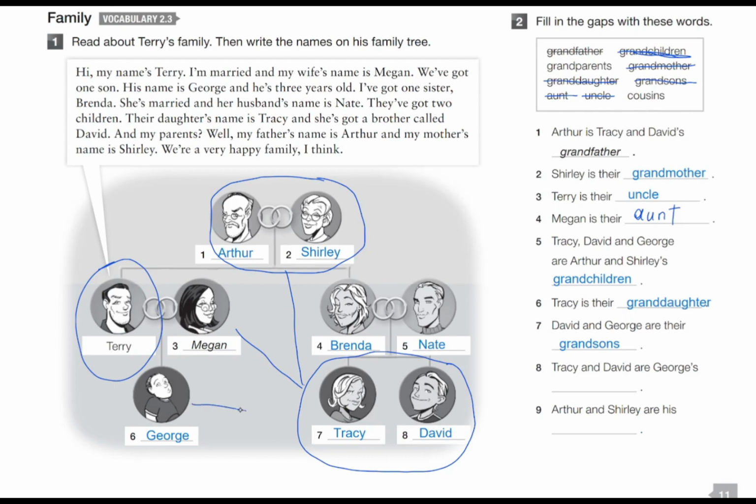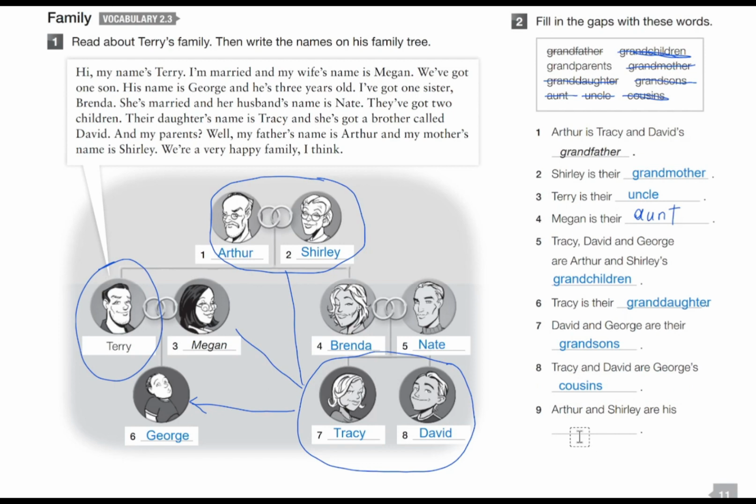So the relationship to them. The relationship will be cousins, obviously. Tracy and David are George's cousins. The children of brothers and sisters, they are cousins to each other. So we're going to write here, cousins.